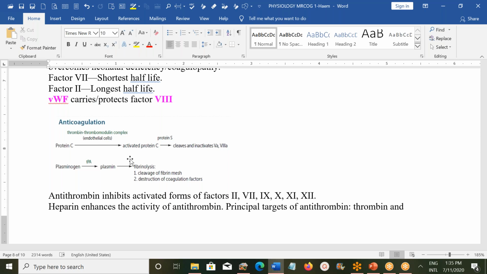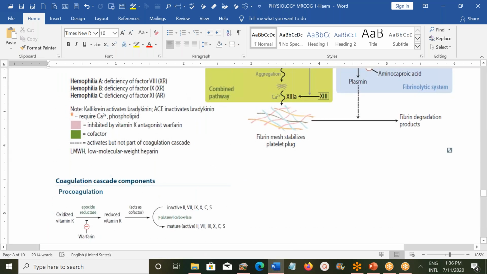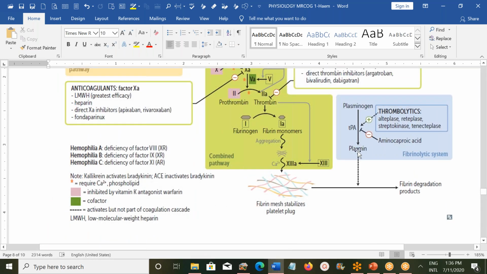Tissue thromboplastin will activate the extrinsic pathway, and plasmin will cause clot lysis, but it will not prevent clot formation. You have seen here also, like I will go back to the picture, that plasmin is a clot buster. Okay, but it cannot prevent formation of the clot.